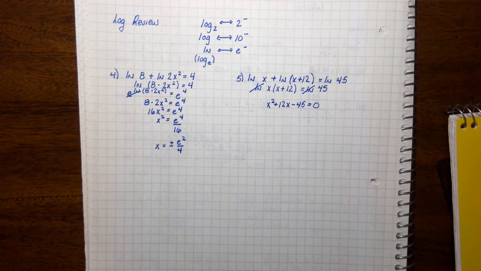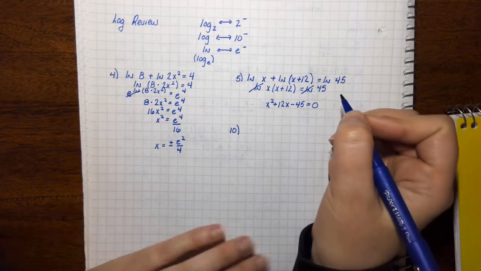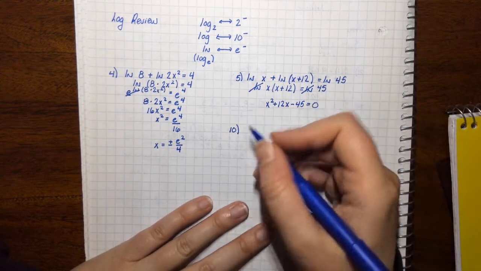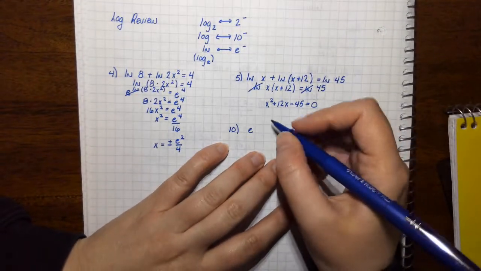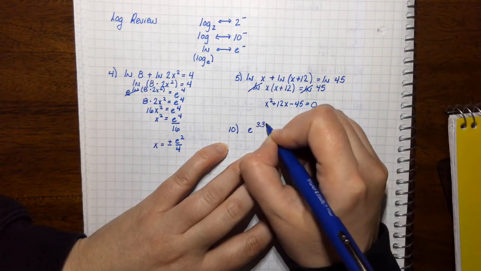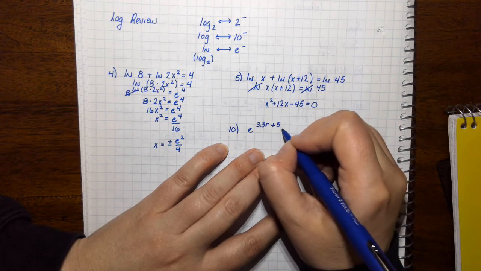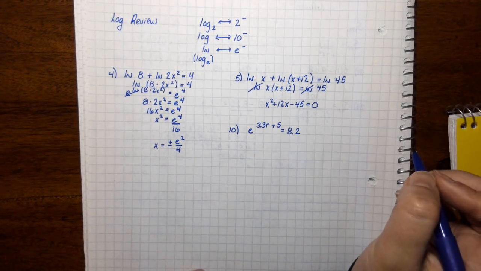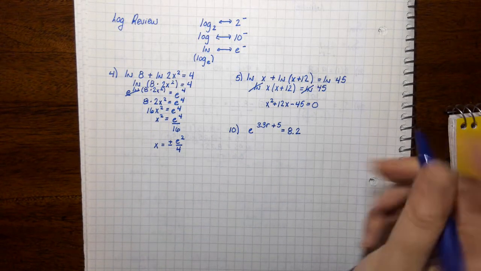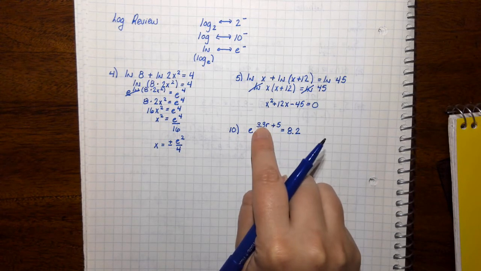Okay, the last problem I want to get you started on is number 10. And this is kind of the backwards of these. So I have e to the 3.3r plus 5 equals 8.2. Okay, and what I want to do is undo this. I want to get this out of the exponent.